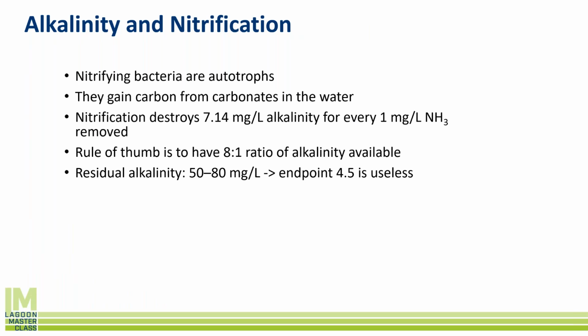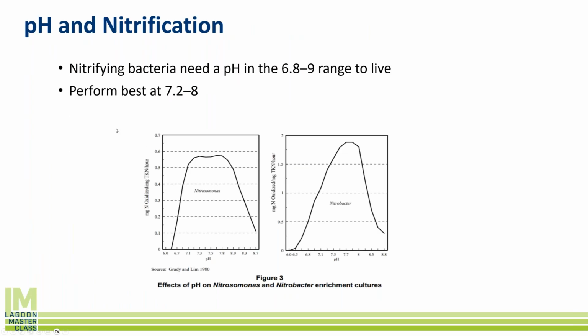I usually use about 100 milligrams per liter as my target. So again, here's just a little graph. Nitrosomonas and Nitrobacter. The Nitrosomonas are the bacteria that take ammonia and convert it into nitrite. The Nitrobacters are the ones that take the nitrite and convert it into nitrate. So it's a two-step process.